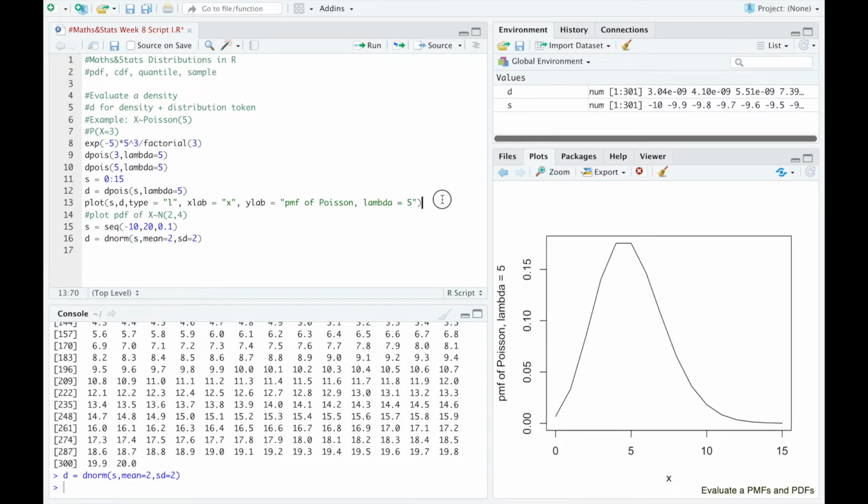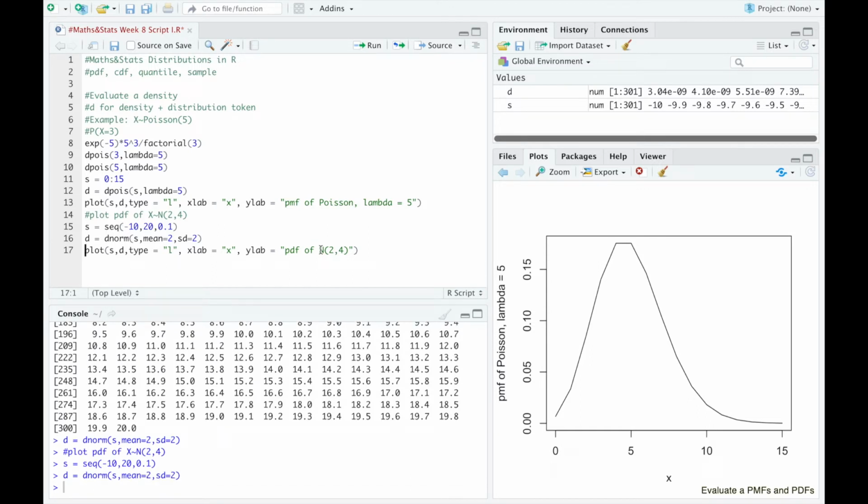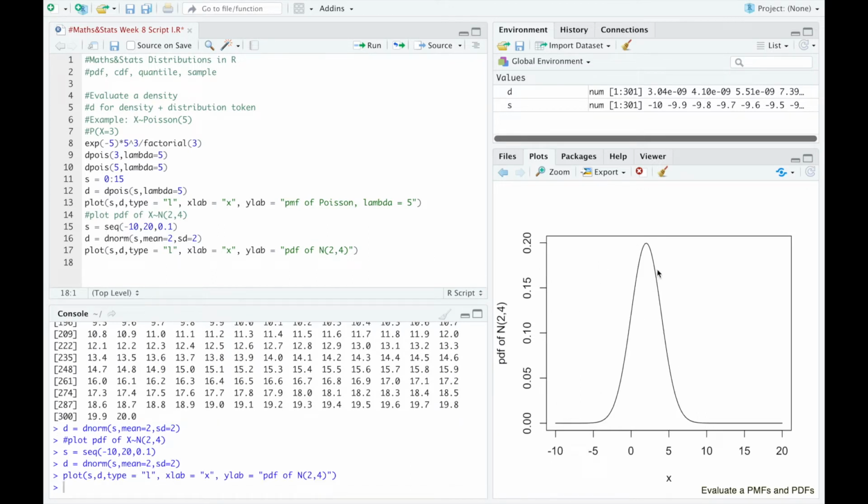And again, we can copy and paste this command, plot. It will plot points with x coordinates S and y coordinates D, okay? Type is fine, xlab is fine, and this will be the PDF of a normal 2, 4, okay? Let's see what we get. So don't forget to compile these lines, and this is the PDF of a normal distribution.